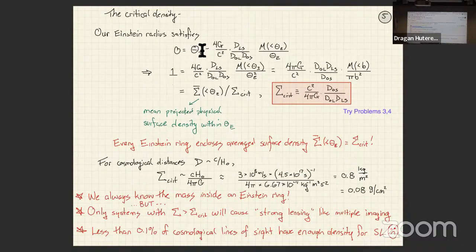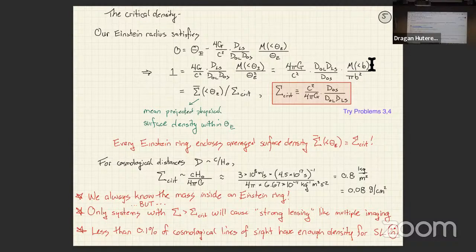And then if I move this to the other side and divide everything by theta e, I get that 1 has to equal this combination of constants times the mass enclosed within theta e, divided by theta squared. And I'm going to put a pi in here and a pi down here. And I'm going to change the theta e to b. And what we can see here is that this quantity, the enclosed mass divided by pi b squared, well, pi b squared is just the area of that ring, right? The enclosed area of the ring.